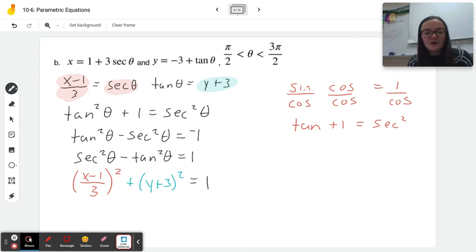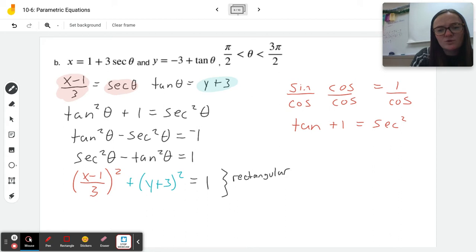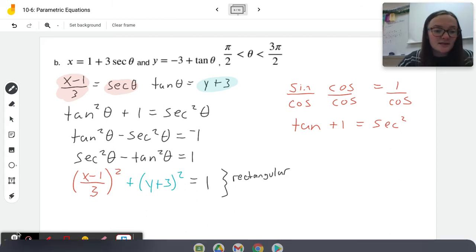Notice how there are no more thetas. There are only x's and y's, which means we did it. This right here is rectangular form. Let's go ahead and sketch this, or we can graph it on our calculators and see what it looks like.